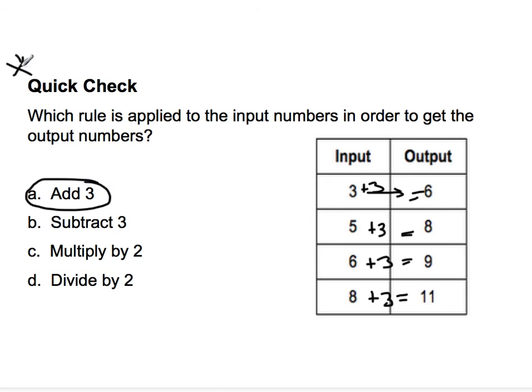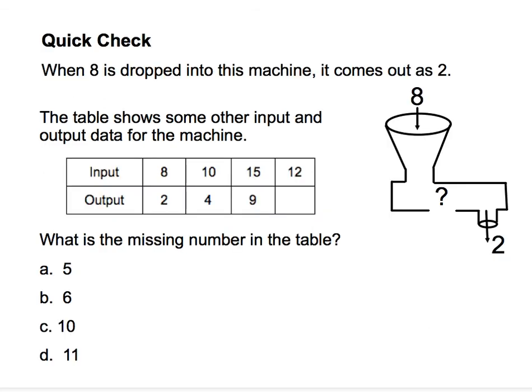So this is a similar type. This is a test question. It would be an easier test question, but it would be a similar test question. I'll give you a chart and you have to figure out what rule, what relation connects the input and the output. This one's very similar to one again. This is a test question. I'm going to take the number 8 and drop it into the machine and it comes out as 2. So the table below shows some other input-output data for the machine. So notice I go 8 to 2 and 10 to 4 and 15 to 9.